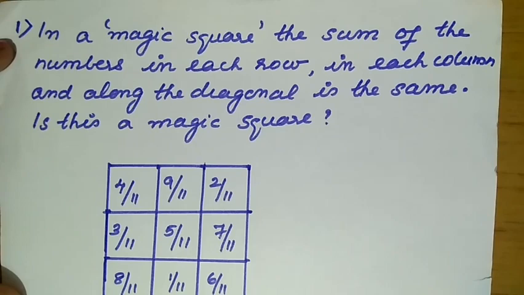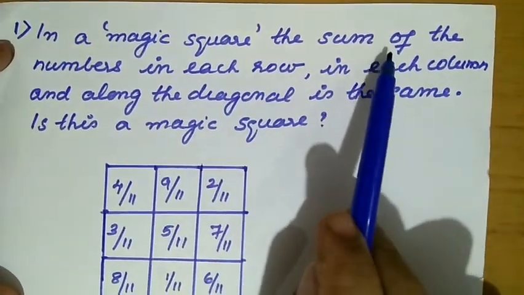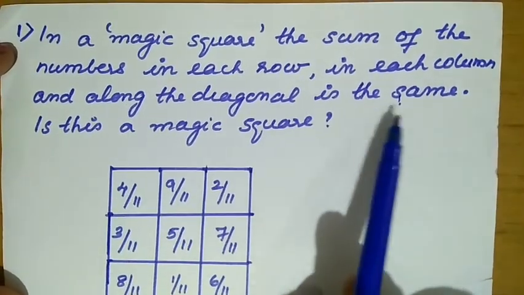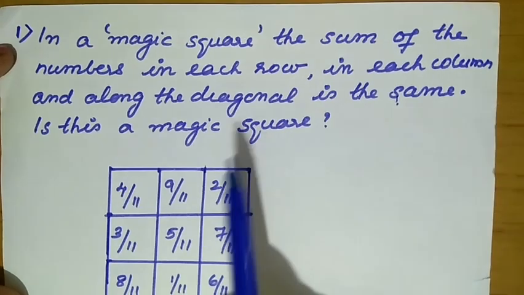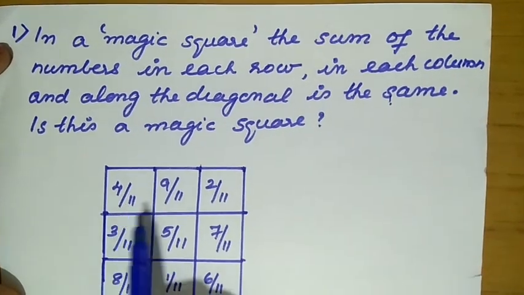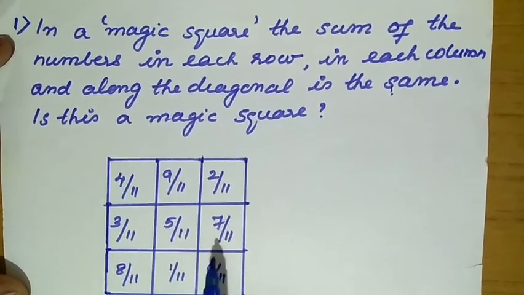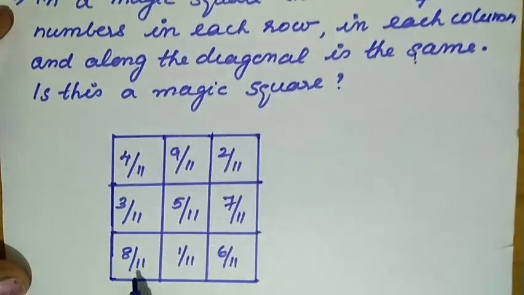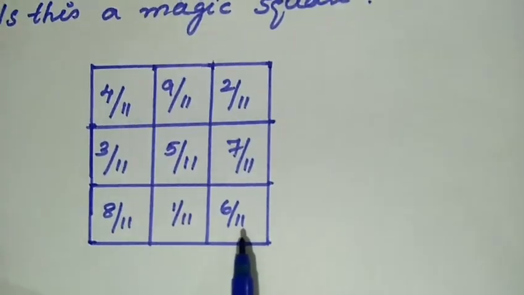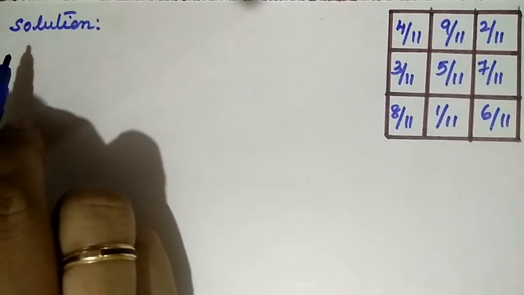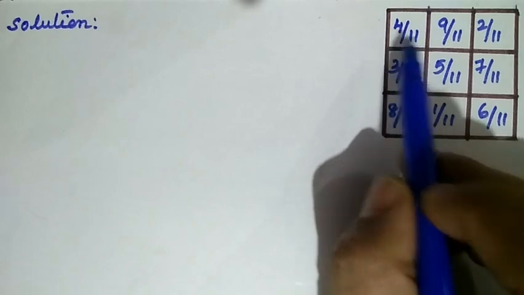First question: in a magic square, the sum of the numbers in each row, each column and along the diagonal is the same. Is this a magic square? 4 by 11, 9 by 11, 2 by 11, 3 by 11, 5 by 11, 7 by 11, 8 by 11, 1 by 11, 6 by 11. We have to check that this is a magic square. We have to find that each row, each column and the diagonals have the same sum.